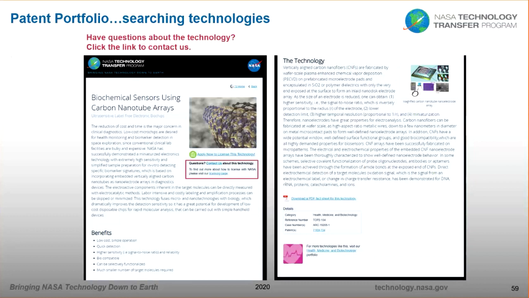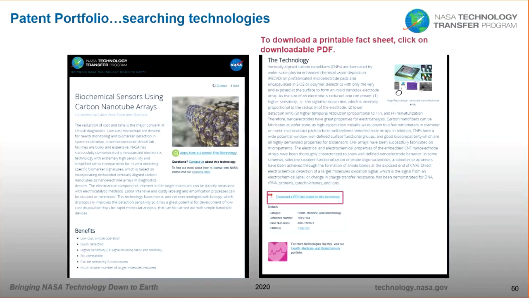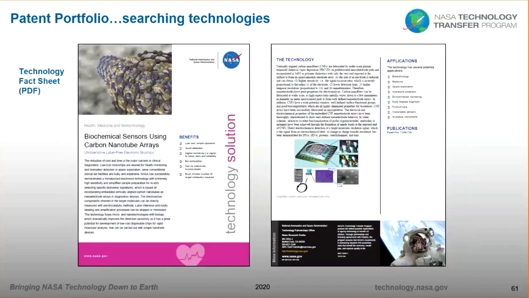If you have any questions, you can click on the contact us link that's highlighted right now. And then let's say you want to take it on the road, you can download a PDF of the technology information. And the PDF looks like this, which is exactly the same stuff that you saw on the website, but it gives you a PDF so you can take it offline.